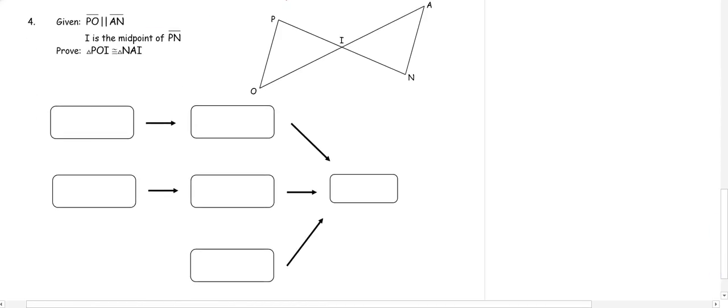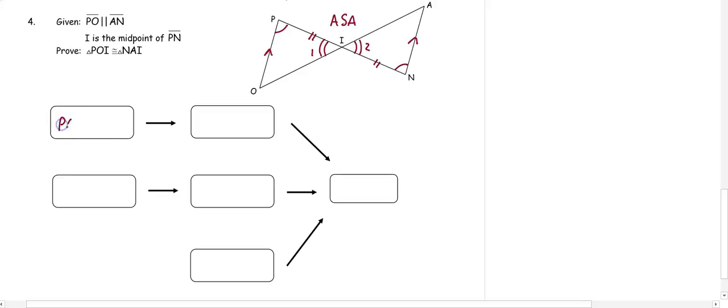Our last proof. So PO is parallel to AN, which means if they're parallel, we can treat PN as a transversal. So these 2 point angles are congruent, P and N. We know that I is the midpoint of PN, which means it bisects this segment into two congruent parts. And bow tie problems, remember, always have vertical angles. So in this case, we would be using angle side angle.